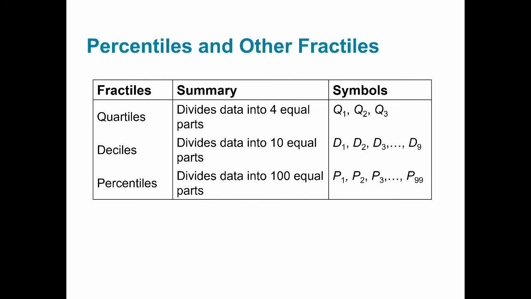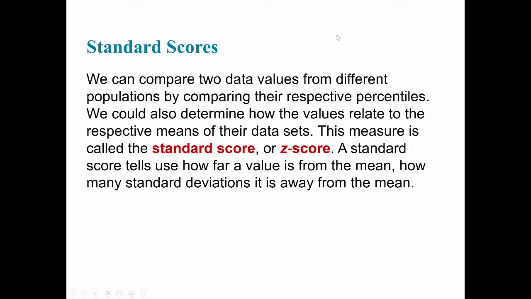And so the notation we use for these: we used Q1, Q2, Q3 for quartiles. Similarly, we would use D1, D2 up to D9, or P1, P2 up to P99 for deciles and percentiles, respectively. Now we want to look at standard scores.